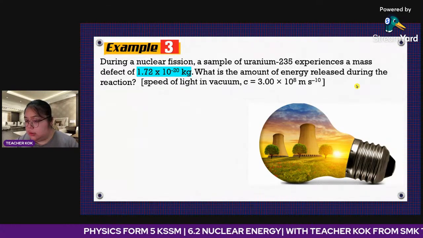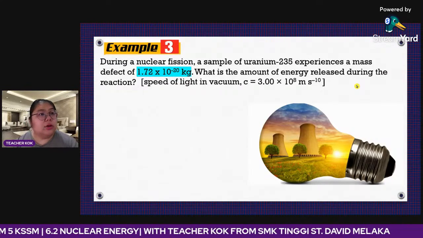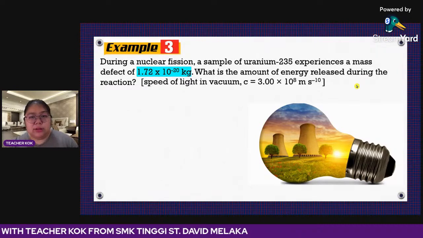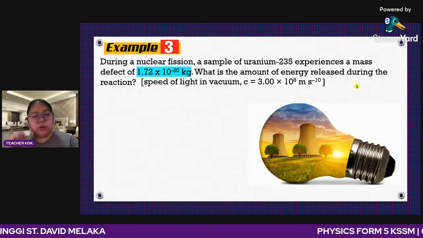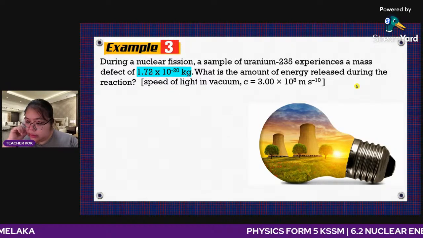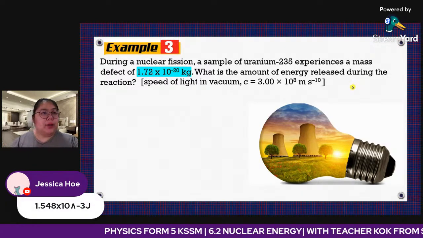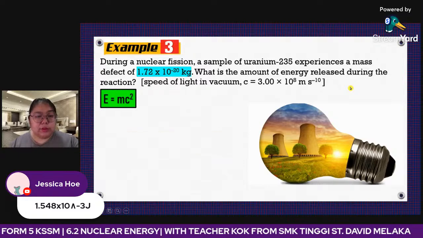Okay, Rayan. Rayan, Yiru, you can answer. You can type here. We can straightforwardly get the answer. Okay, Rayan gave me 1.548. So we go to the chat. We're using E equals mc squared.